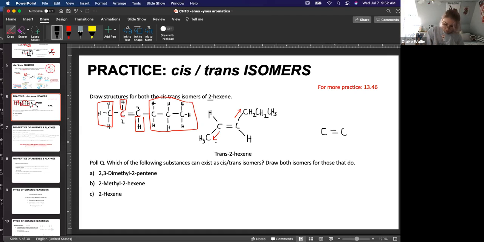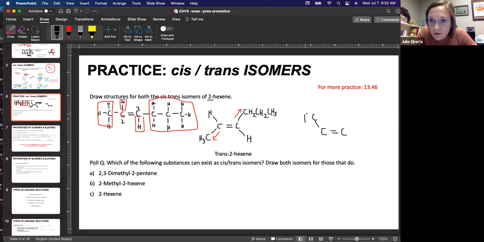So it's like I'm going to rotate this side. It's like I'm going to switch those groups. The CH3 is going to point up. Okay, and I'm going to leave this side the exact same. The propyl group is going to be the same. So CH2, CH2, CH3. Okay, and then I got hydrogen in here.